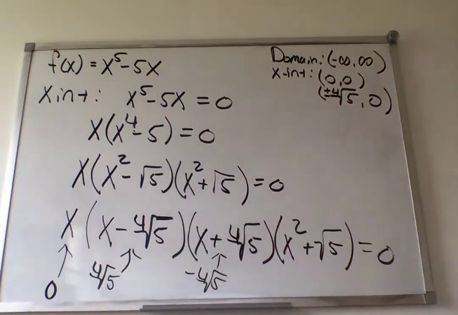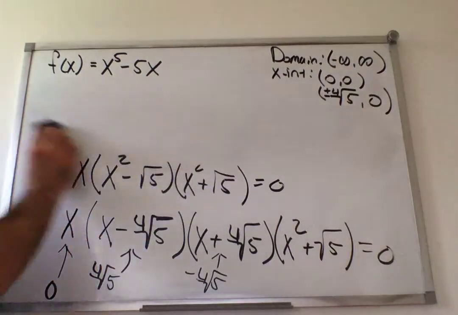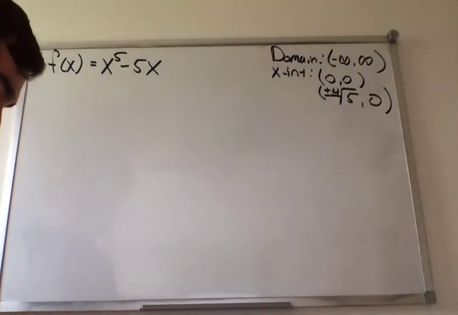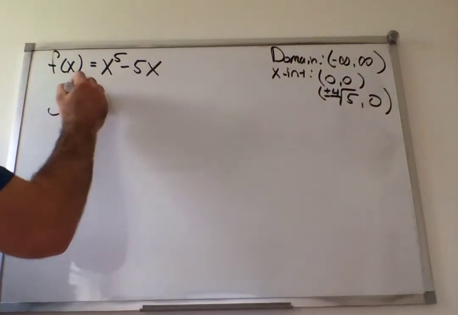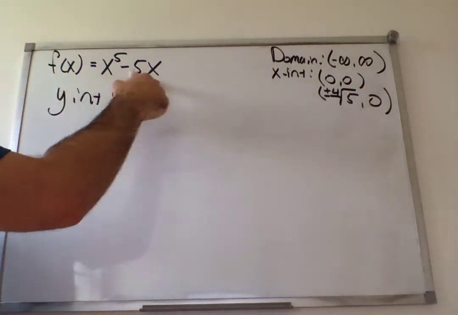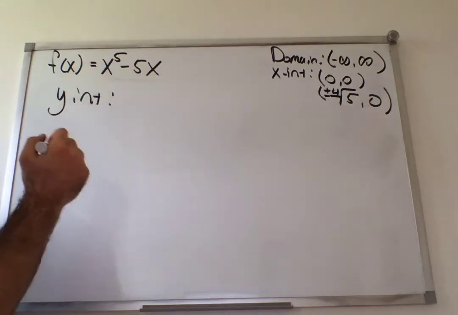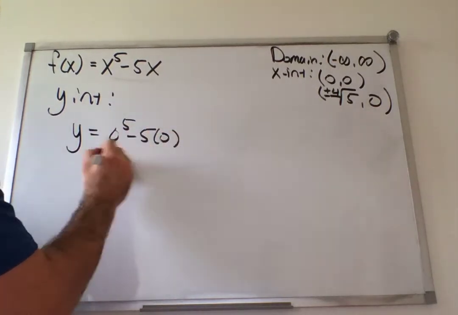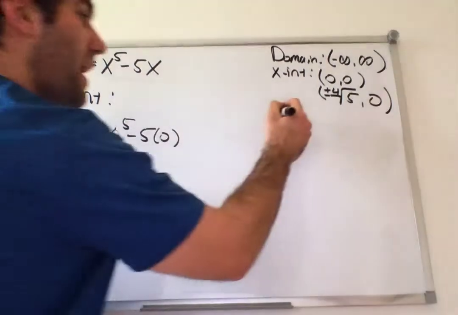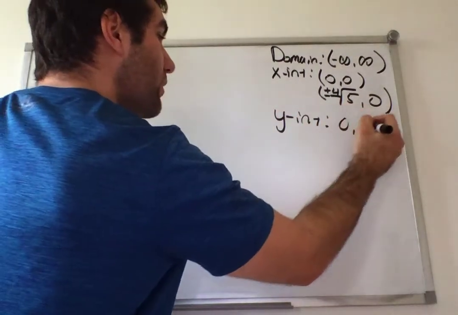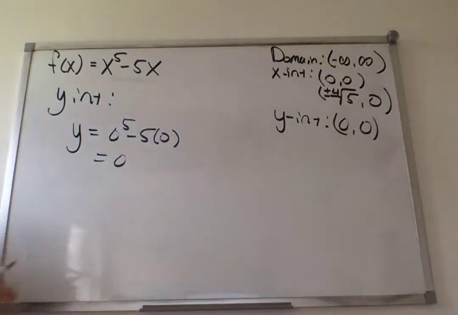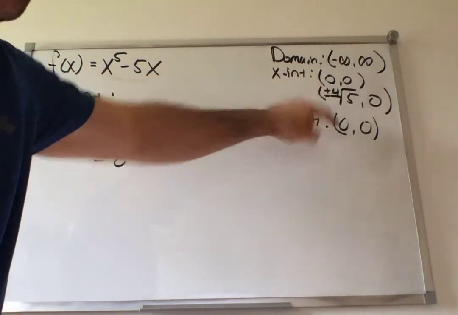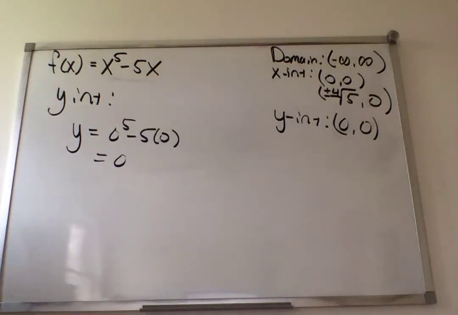So now to find the y-intercepts, all you do is plug in 0 into this expression and solve for y. So y is equal to 0 to the 5th power minus 5 times 0. Well, that's 0. Okay? So we have a y-intercept at (0, 0), which we already knew about because our x-intercept also was at 0. So these 2 points are incidentally the same. That's not going to be true for every single problem.